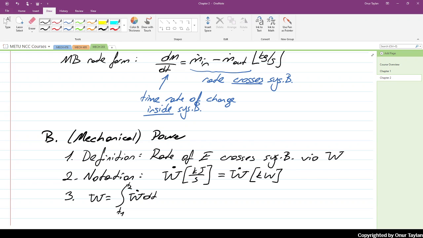So that's basically the rate. I will stop this section here. We end this section, and in the next video we will talk about the other mode of energy that crosses the system boundary, which is the heat transfer.